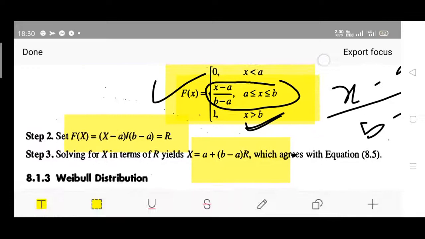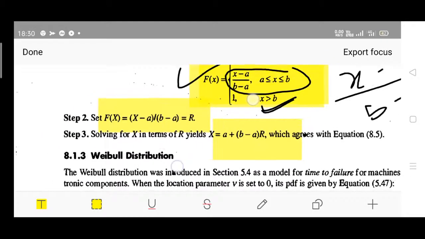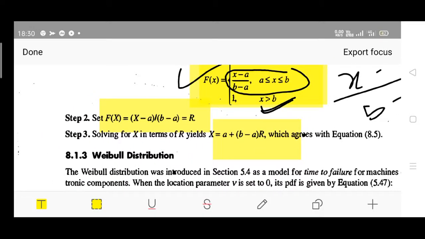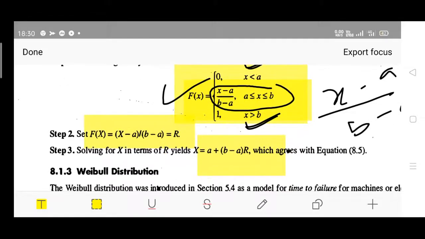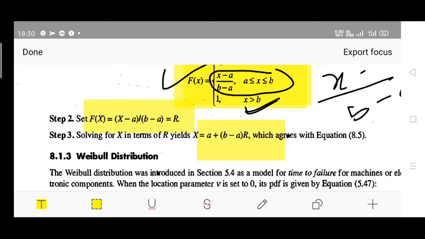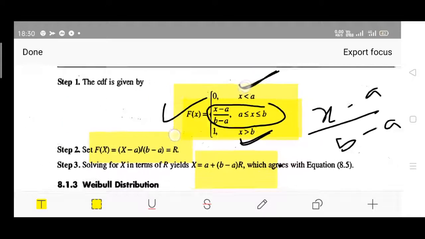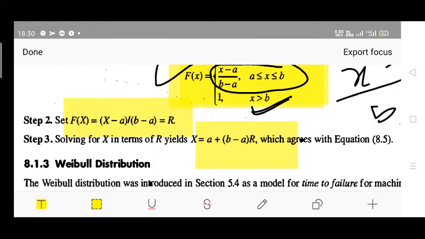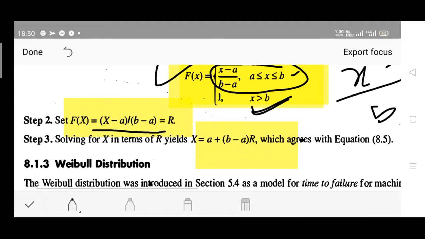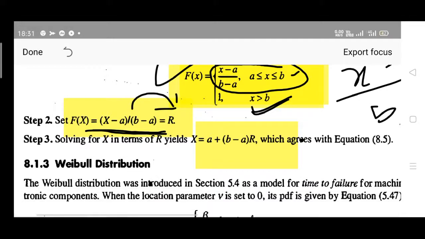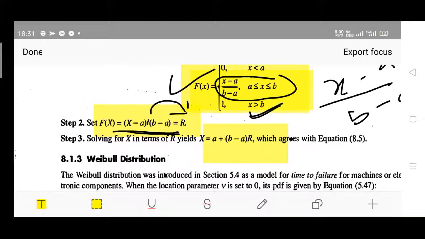Next, this function has got only 3 steps. Earlier, the exponential distribution had 4 steps for computation. This has 3 steps. The first step is finding the cumulative distribution function, CDF. The second step is setting capital F of x, the CDF, which is x minus a divided by b minus a in the normal case, equal to r.